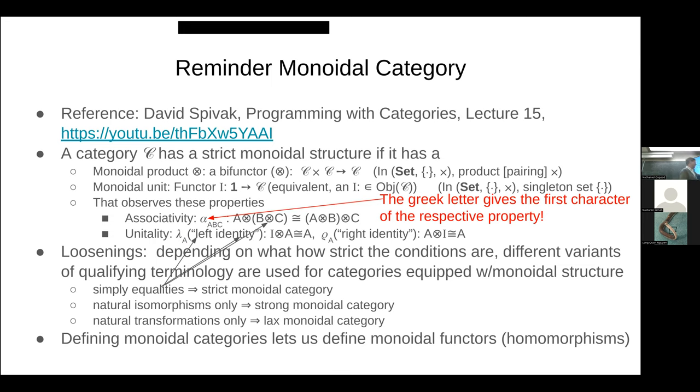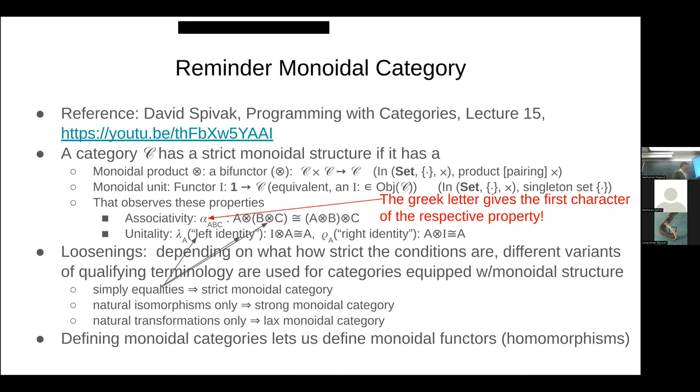So anyway, the idea here is the Greek letters denote what they're about. And this is associativity. So it's trying to say, look, if you tensor A and B and then C, it's the same as doing A and then tensoring A with tensor B and C.